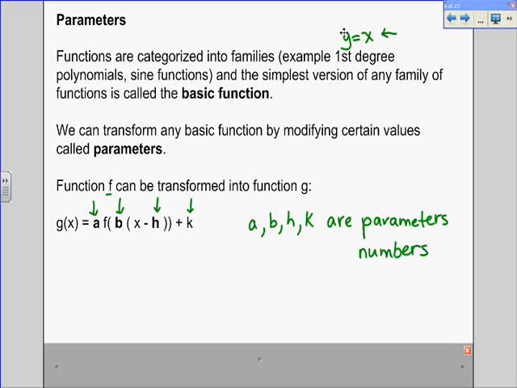What we're looking at in this video and the next couple of videos is what happens when we change these individual parameters. What effect do they have on our function? If I take my function f and I multiply it by something, so if I change my value of a, what will happen to the appearance of my function? That's what we're going to be looking at today.